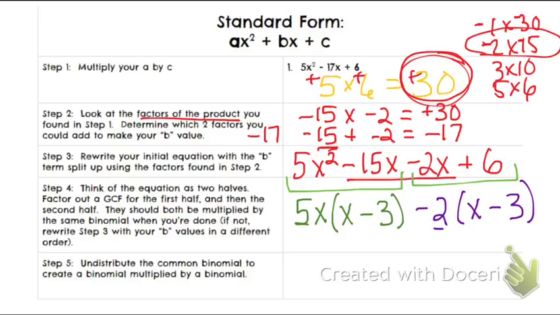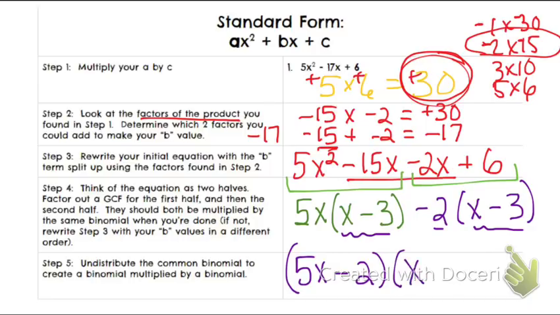Now if you look, these little binomials match. So essentially what I can do is undistribute. So I can do 5x minus 2 times x minus 3. And what I've just done is I have factored out 5x squared minus 17x plus 6. So my solutions for this one: x equals 2/5, that'll equal 0 there, or when x equals 3. The whole point of factoring it out is to figure out when the equation or the function will equal 0. All right, let's move on.